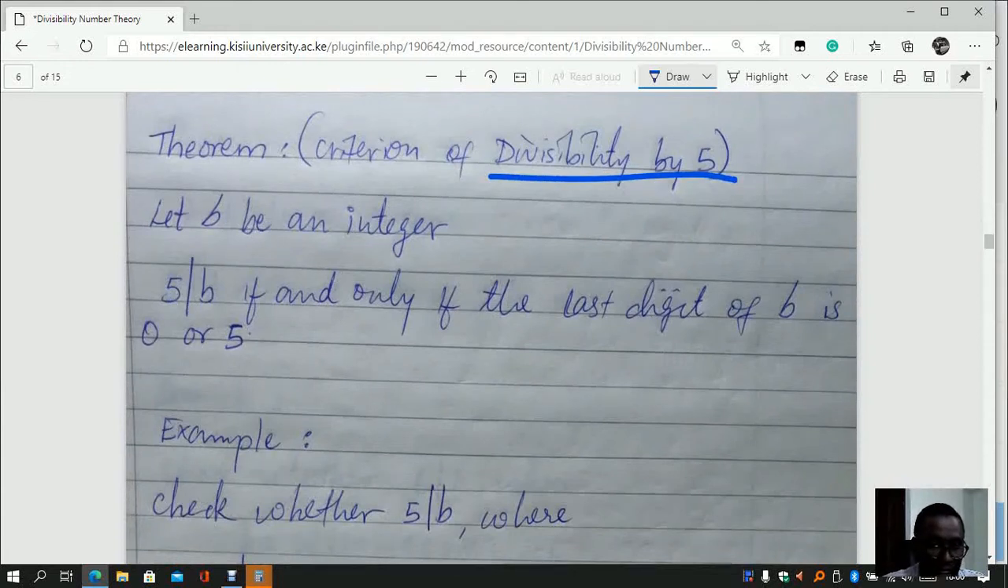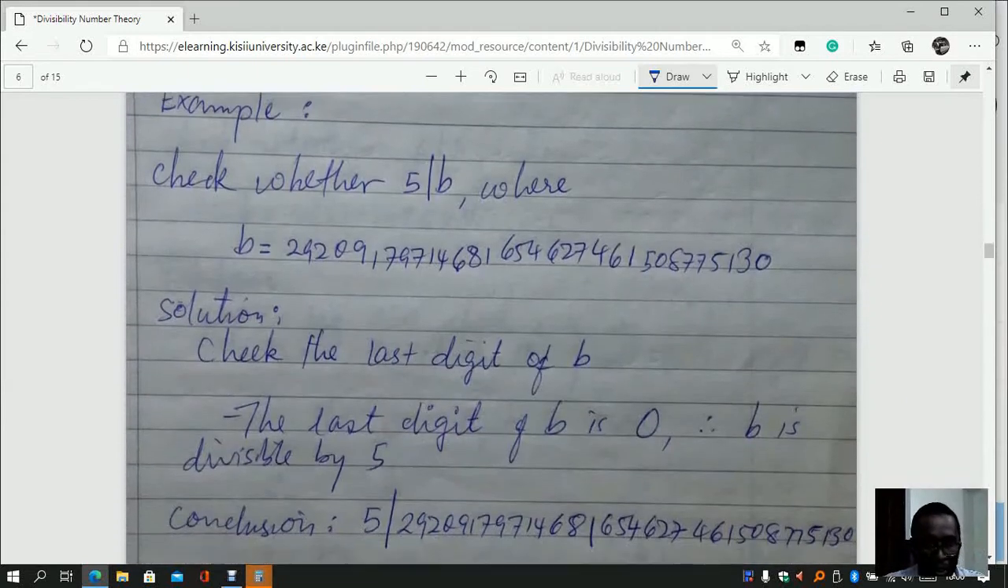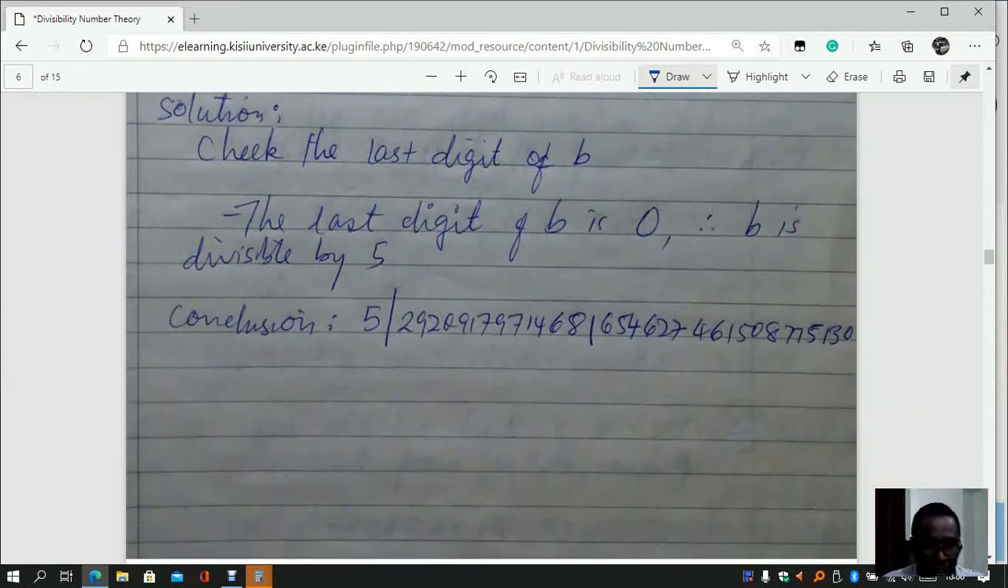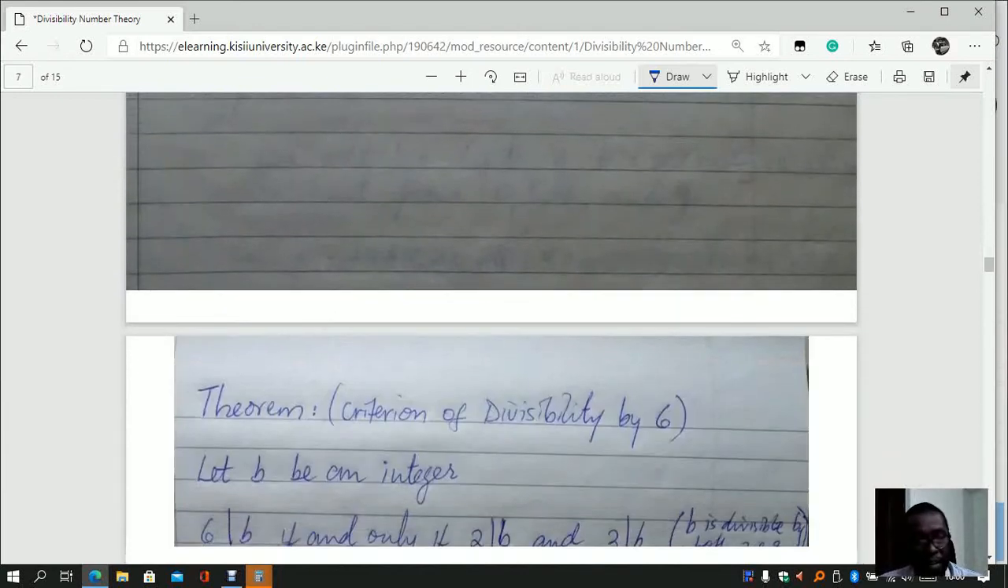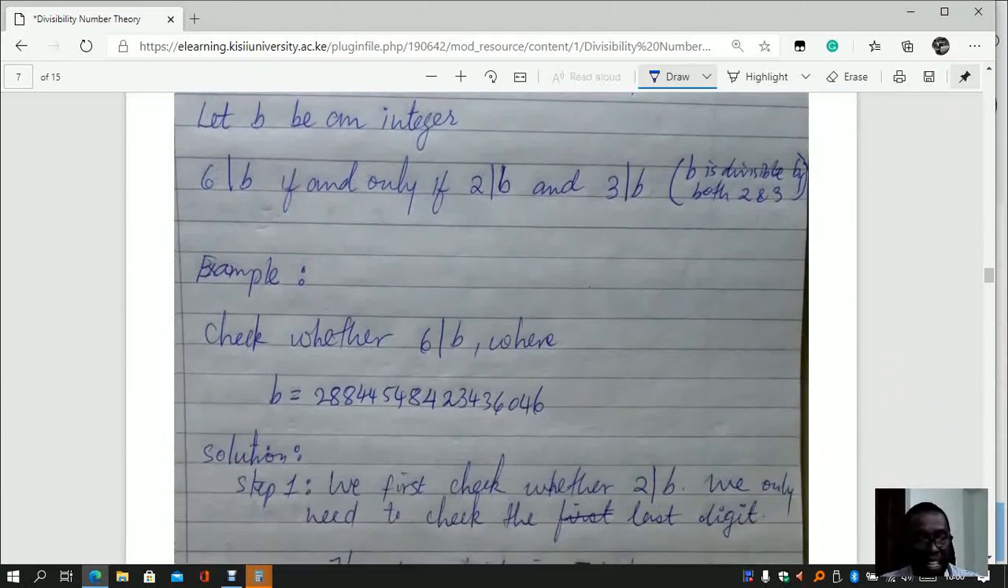So the criterion of divisibility by 5 is simple. It states that let B be an integer. 5 divides B if and only if the last digit of B is either a 0 or a 5. That's very simple. You look at this number, can this one be divided by 5? You look at this last digit, yes, you know that this is divisible by 5. That's what you only look at. If it's a 0 or 5, then you know that everything is fine. So 5 divides this number. It doesn't matter how long the number is.